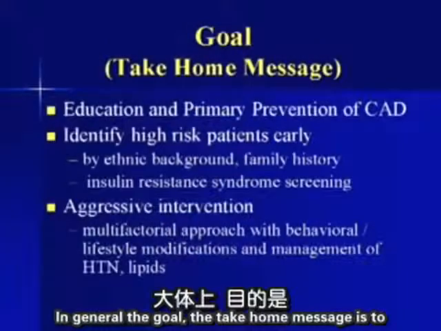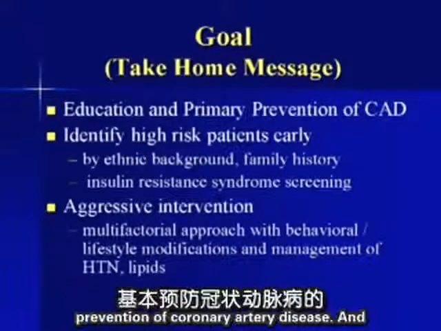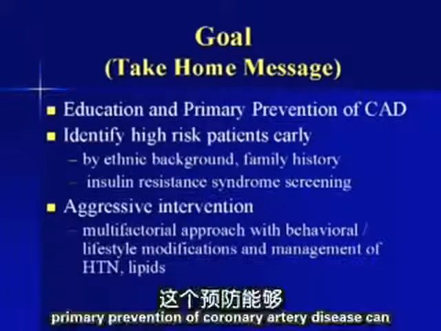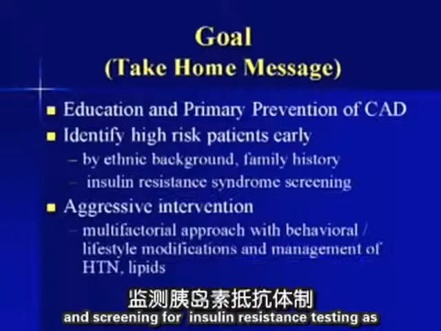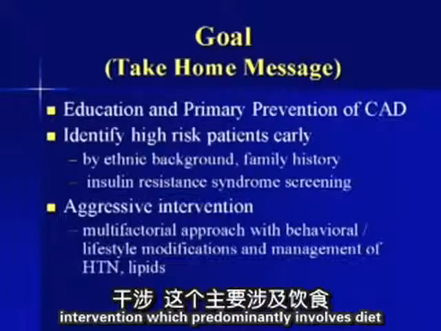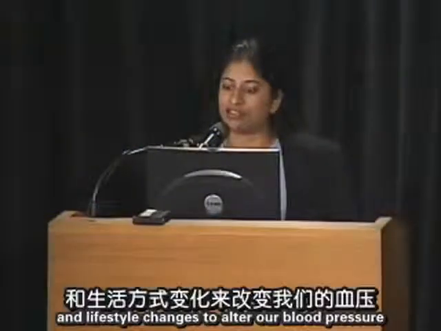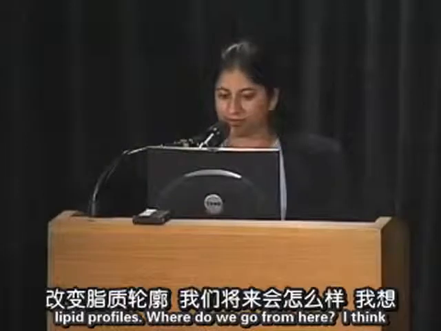In general, I feel the goal here, the take-home message, is to really educate ourselves, the physicians, about primary prevention of coronary artery disease. And primary prevention of coronary artery disease can be performed by identifying high-risk patients early on, based on our ethnic backgrounds, our family history, and screening for insulin resistance syndrome by the various tests mentioned earlier. And once these patients have been identified, then of course an aggressive intervention, which predominantly involves diet and lifestyle changes to alter our blood pressure, decrease our insulin resistance, and alter the lipid profiles.